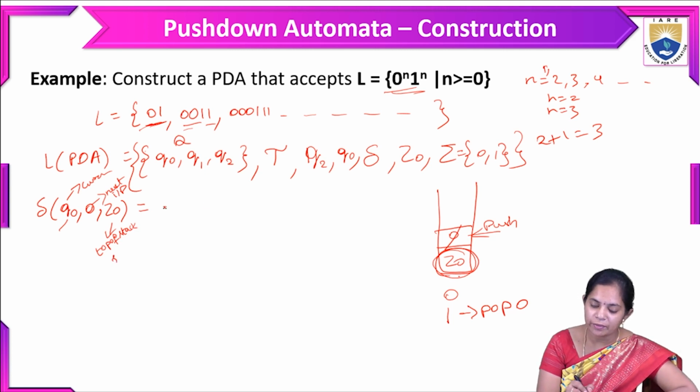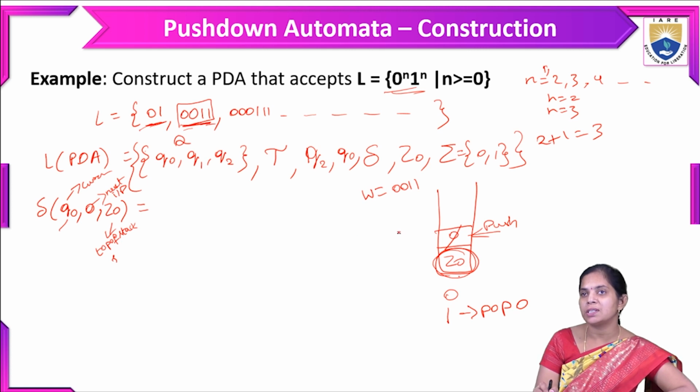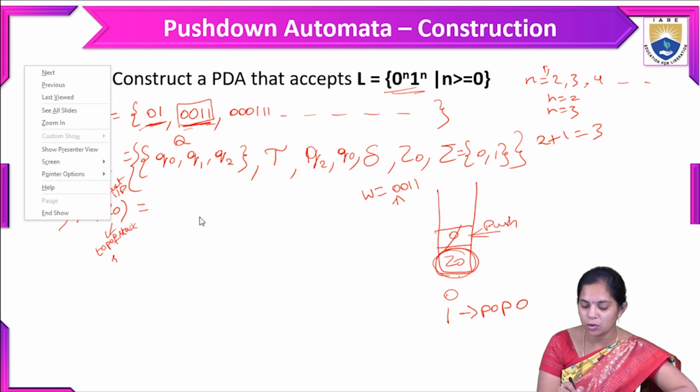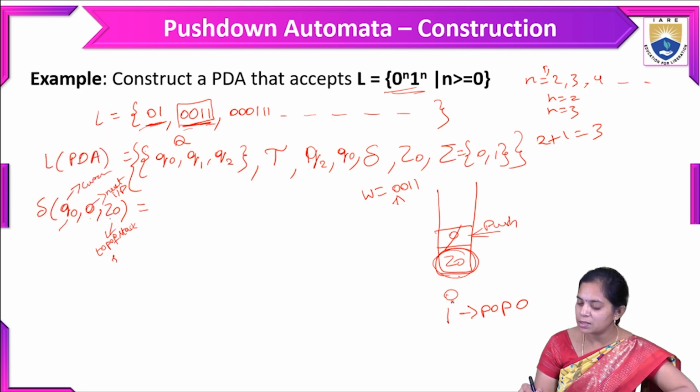So here we have to take one input string. We will take this string as W, so W is equal to 0011. For this string we have to construct a pushdown automata and a transition function. Here the first 0 we are taking. From Q0, if we take 0 as an input, the top of the stack symbol is Z0. Whenever 0 appears in the string, we have to push it into the stack.